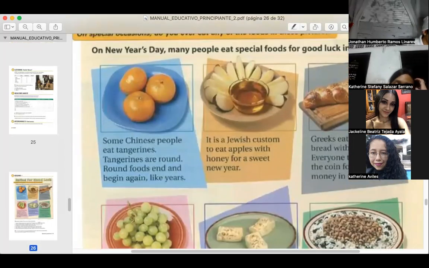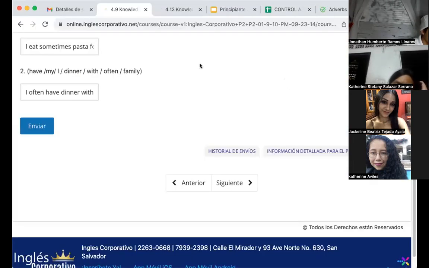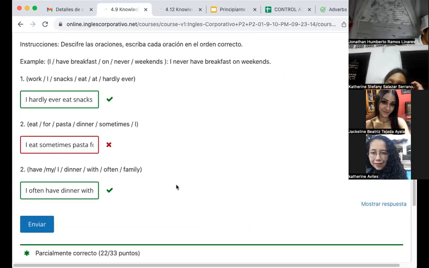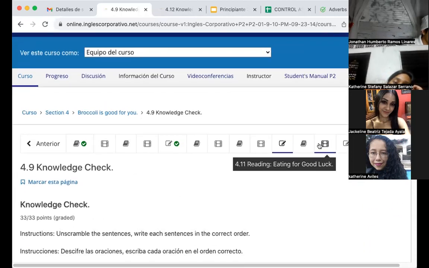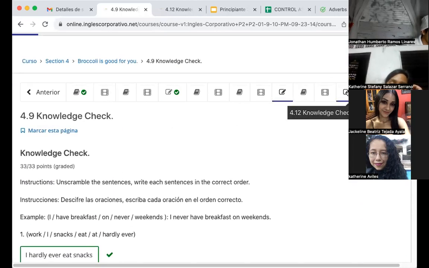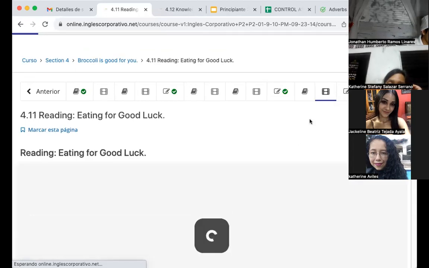Muy bien, then we have the reading, I think, is the last exercise for the section. I sometimes eat. Hasta ahorita cargo. Ahí están. And the last exercise, the reading. This one.